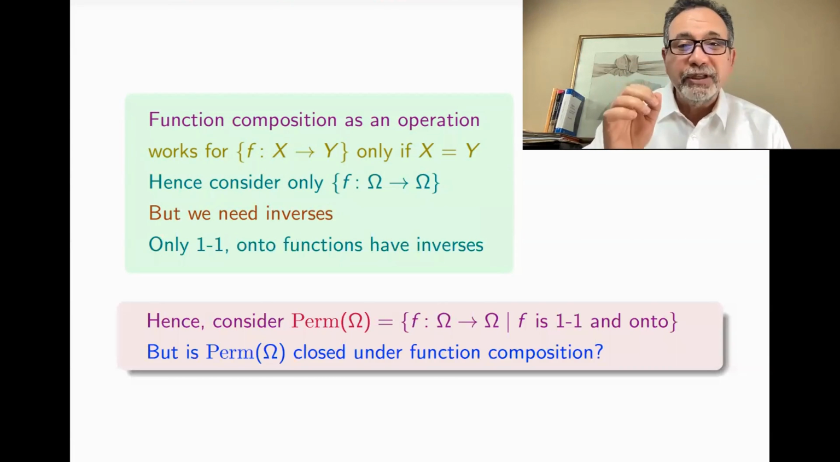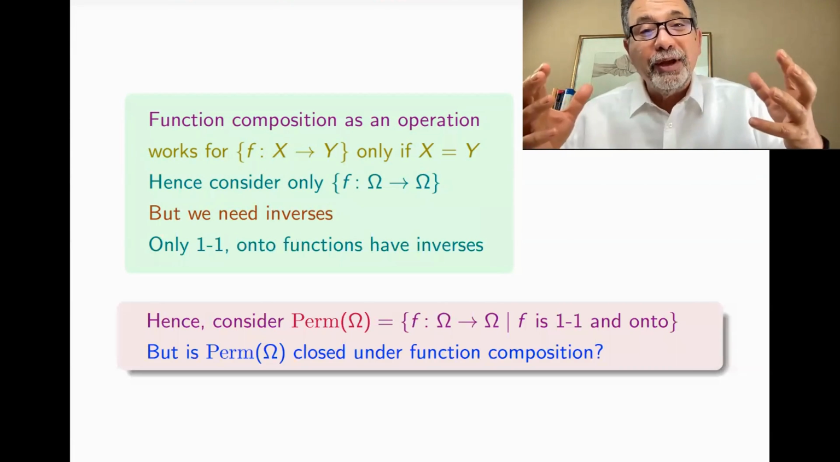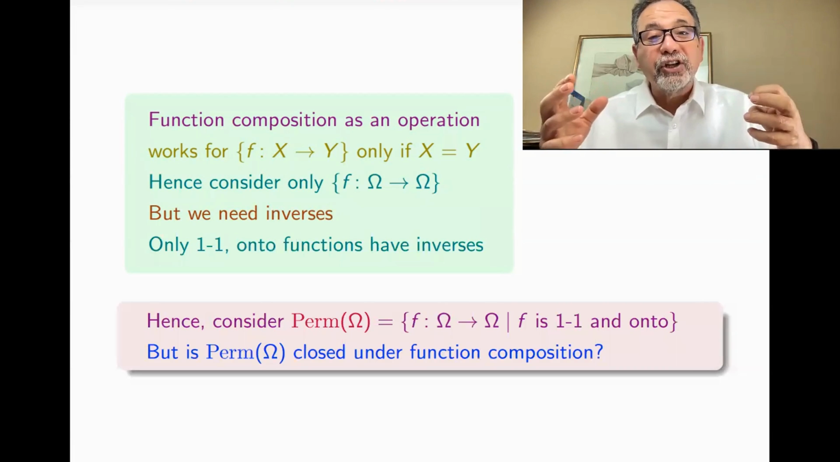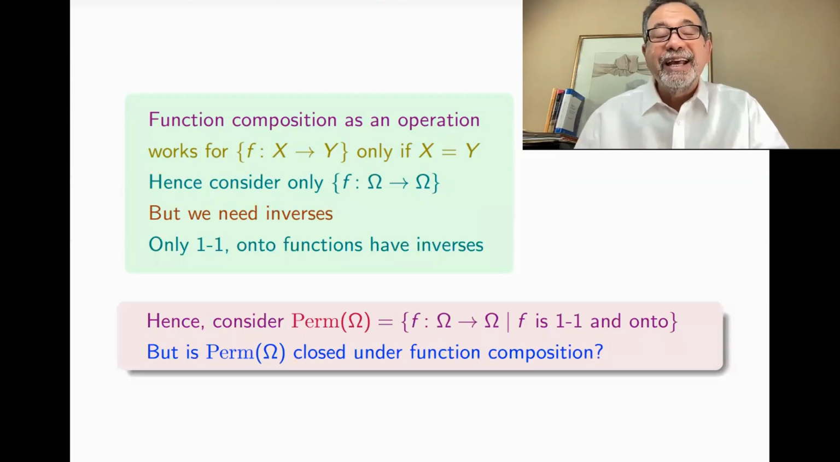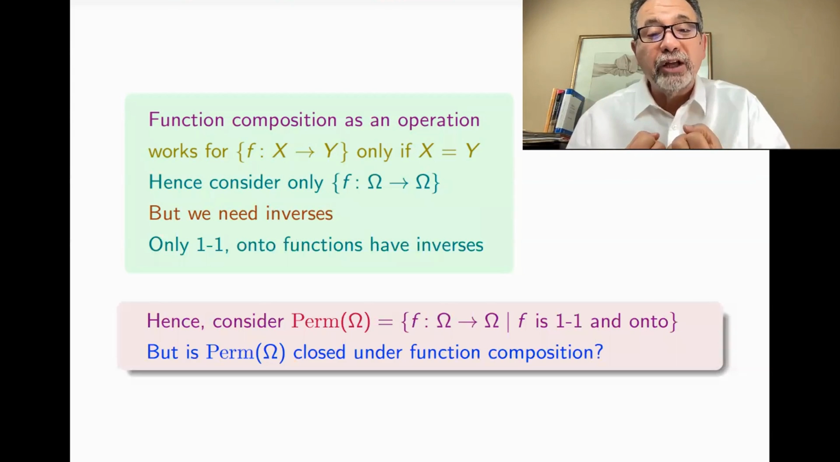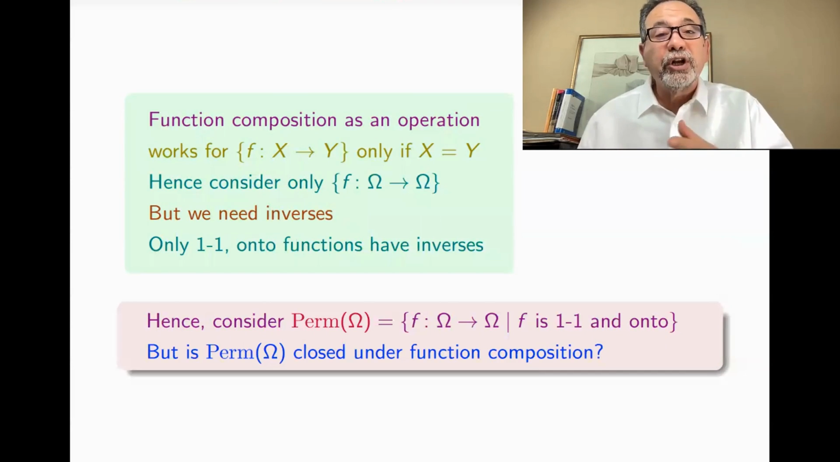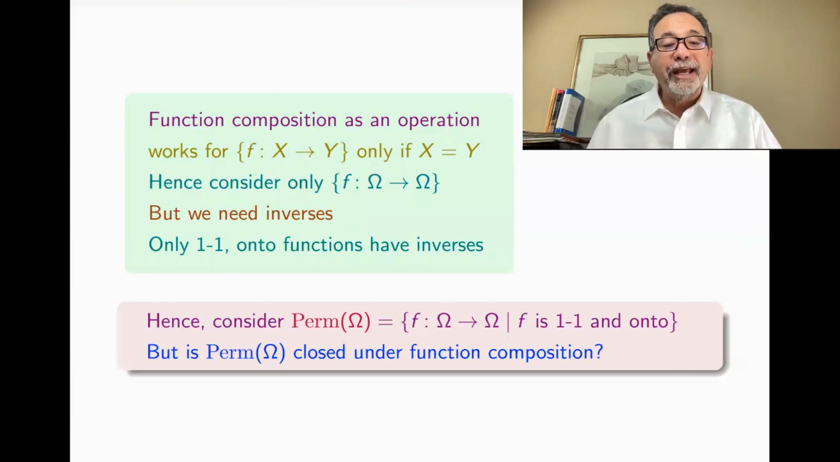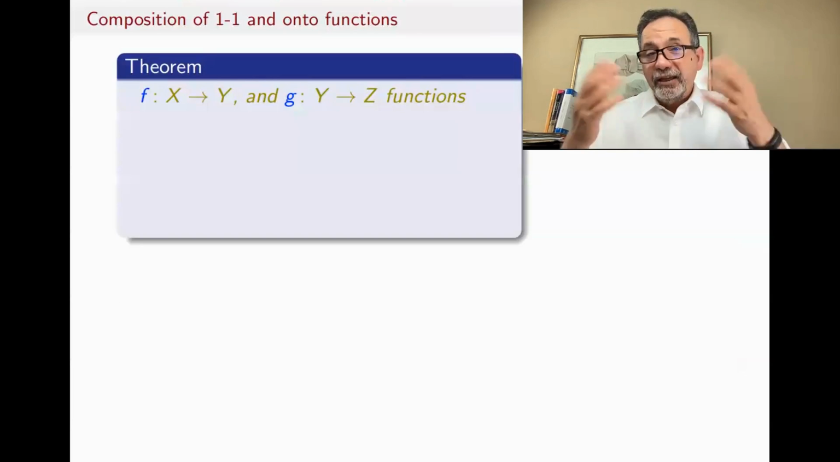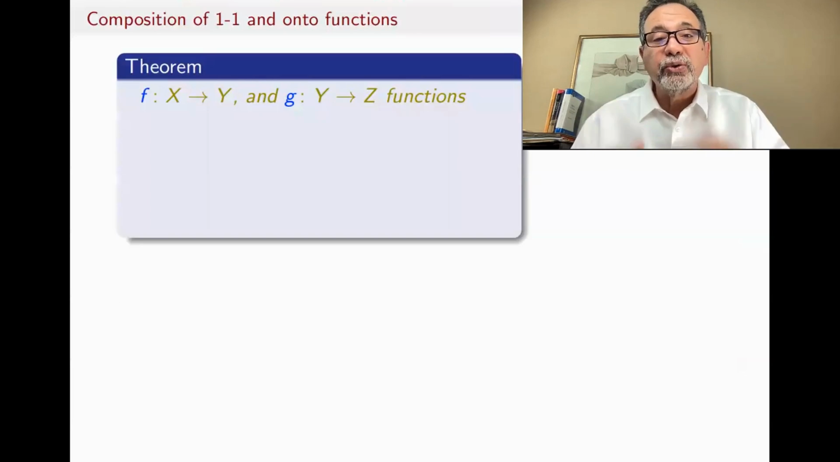But there's a subtle point that comes up. The set of functions from omega to omega are closed under function composition. If you take two of them and compose them, you get another function. But now that we have put extra conditions and we're requiring our functions to be one-to-one and onto, you have to make sure that if you compose one-to-one and onto functions, then you still get a one-to-one onto function. And also that the inverse of a one-to-one onto function is a one-to-one onto function so that you stay within this set perm omega. In fact, there's a theorem, and in the video that I have on function composition, I go through a complete proof of this. Although it's not very difficult, you could try to prove this yourself.